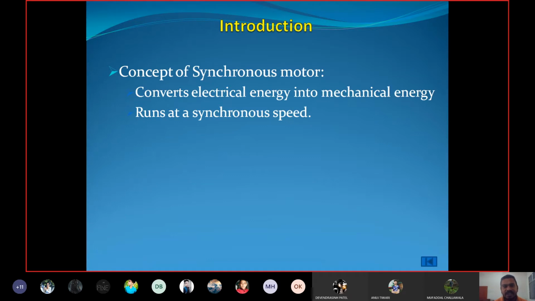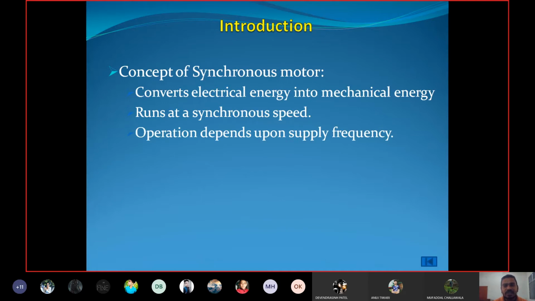In the previous lecture we studied the induction motor. Induction motor never runs at synchronous speed. It always runs at a speed lesser than synchronous speed, whereas this synchronous motor always runs at synchronous speed, and this synchronous speed is Ns is equal to 120 f by p.